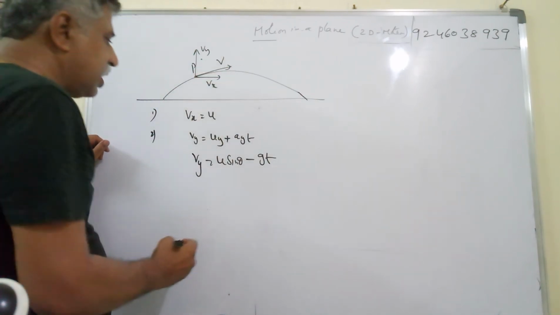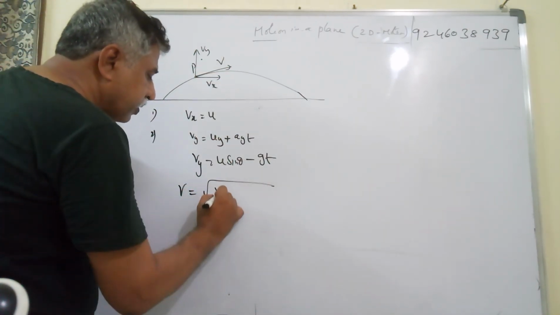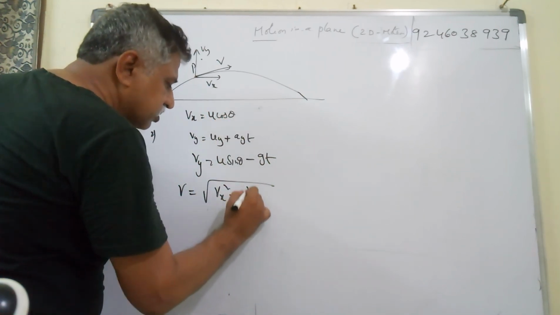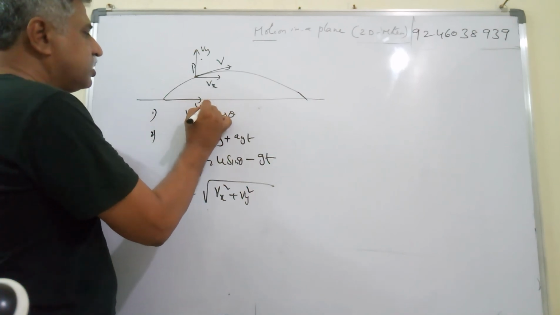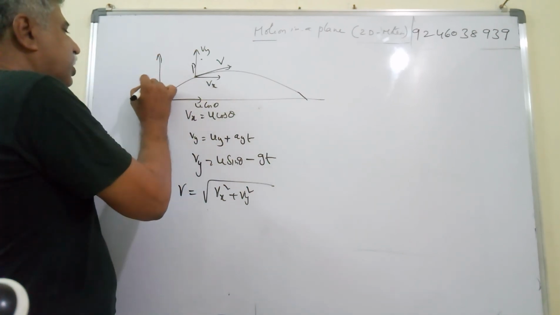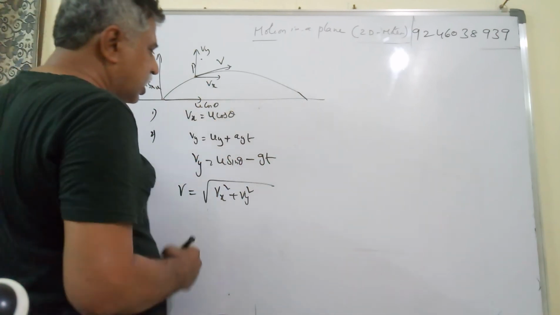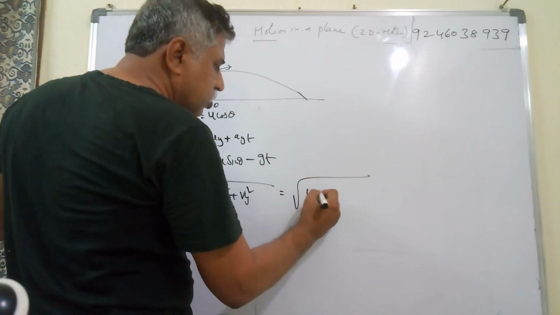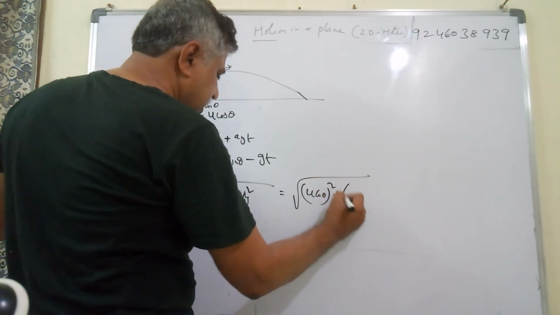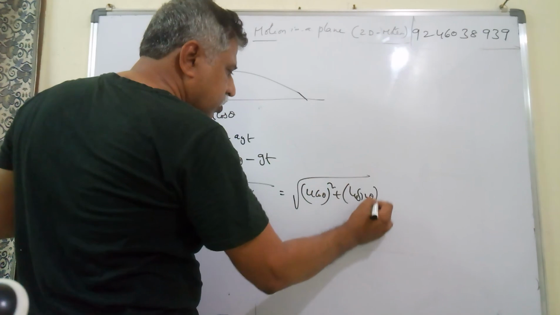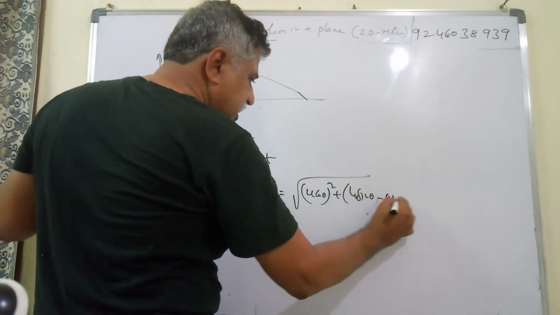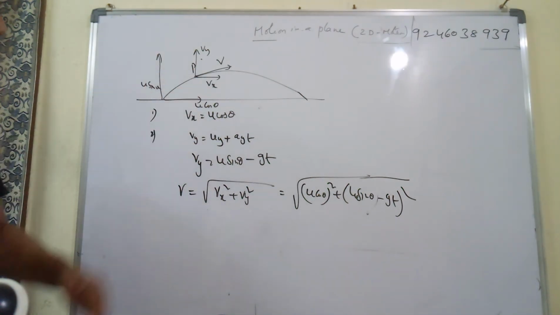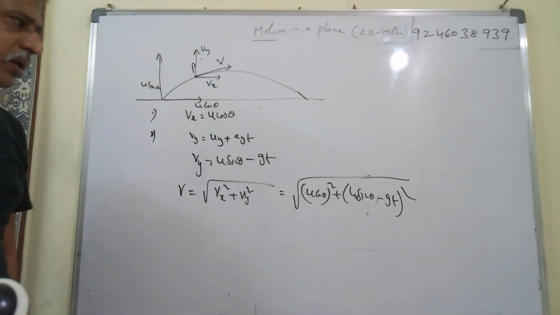We substitute this value in this formula, root of vx square plus vy square. Here the horizontal component is u cos theta and the vertical component is u sin theta minus gt. So v is equal to root of u cos theta whole square plus u sin theta minus gt whole square. This is the formula for the velocity of a projectile at any instant, or the instantaneous velocity of a projectile.